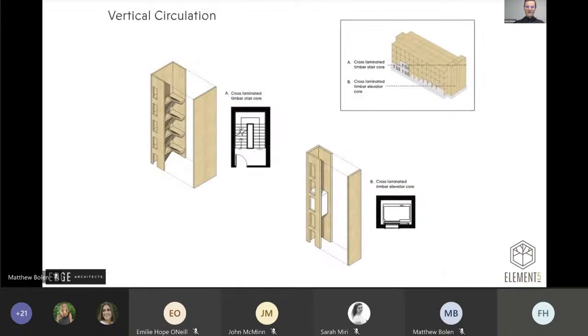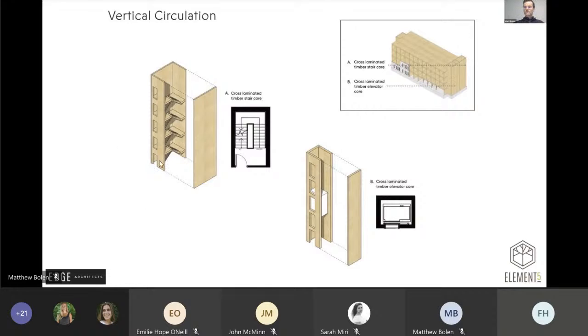So again, vertical circulation. The maximum panel length that Element 5 can produce right now is 16 meters, and on a 4-story multi-res building, that actually allows us to stand these panels end for end. So you can imagine the efficiency of being able to drop these things in vertically. It can create huge efficiencies.